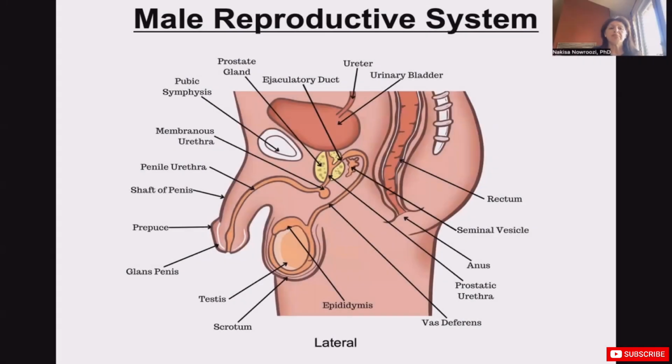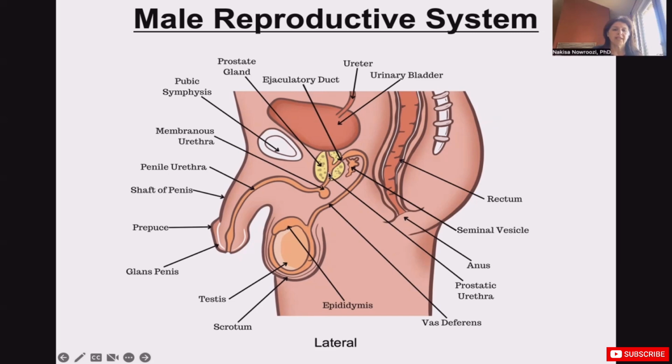We're switching to male reproductive system. We have testes. Testes is covered with scrotum. Inside the testes, we have epididymis, and through vas deferens. And this is ejaculatory duct. Through vas deferens, the semen will come through this passageway. And this is our urinary bladder. This is urinary bladder. This is our prostate gland.